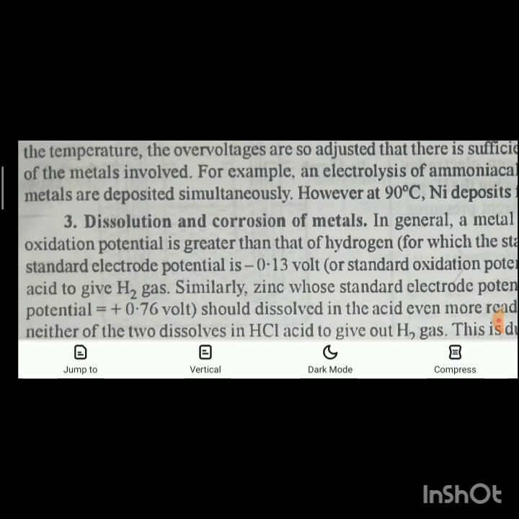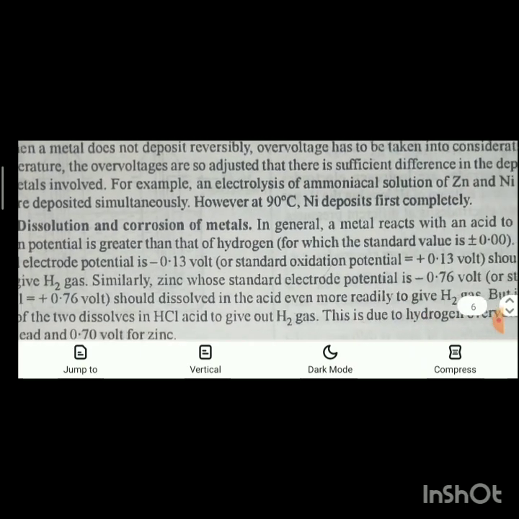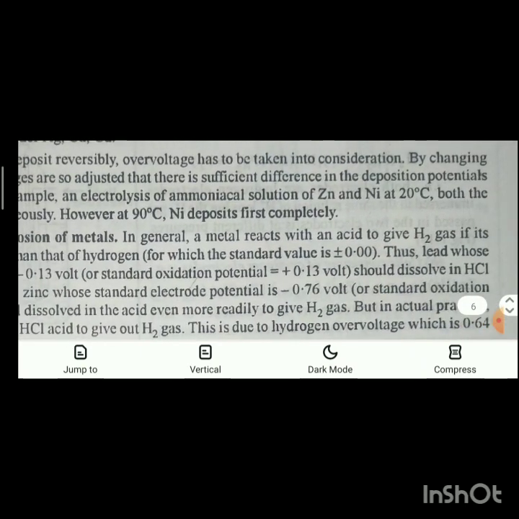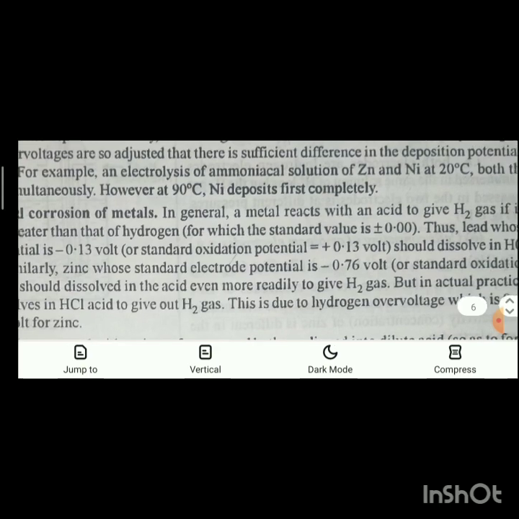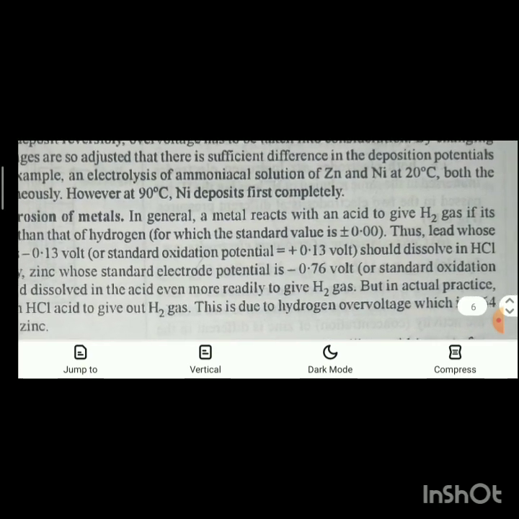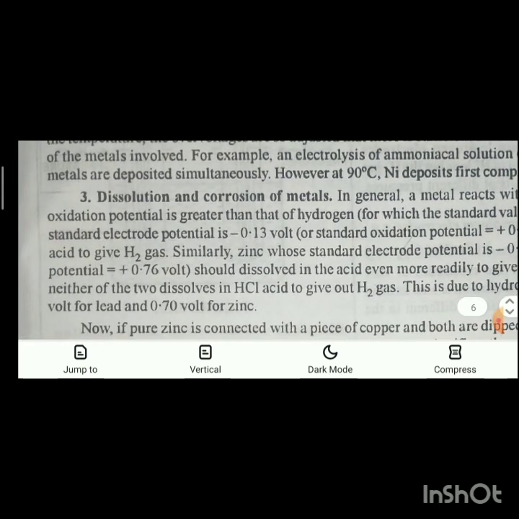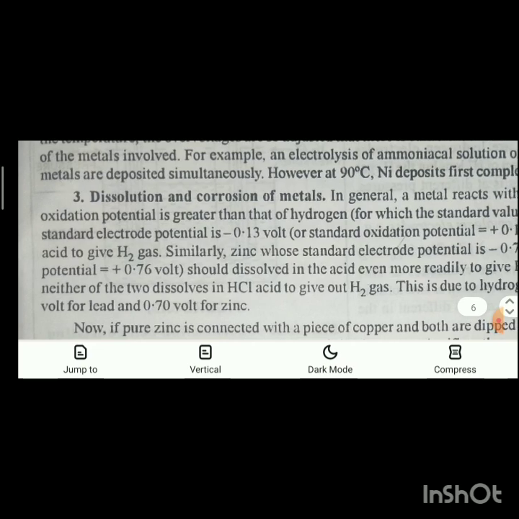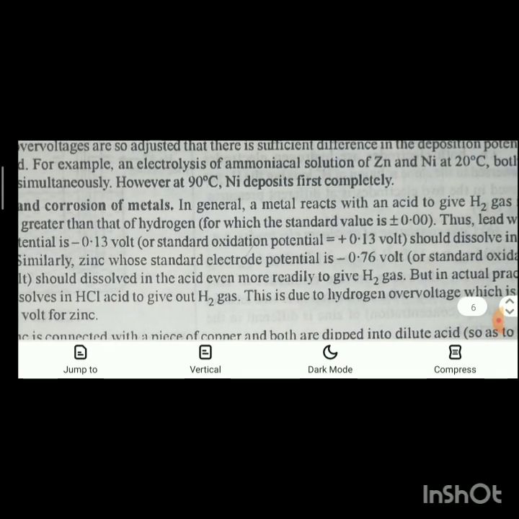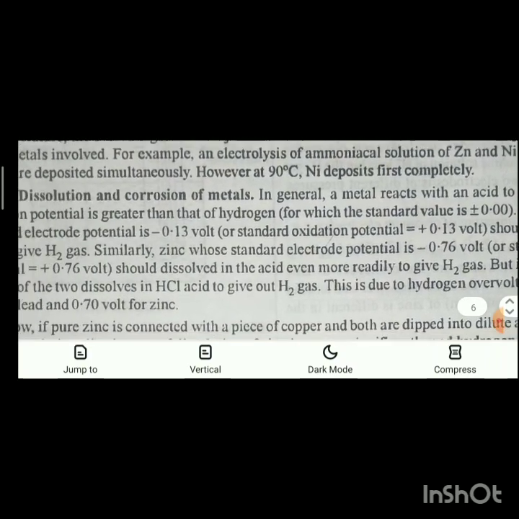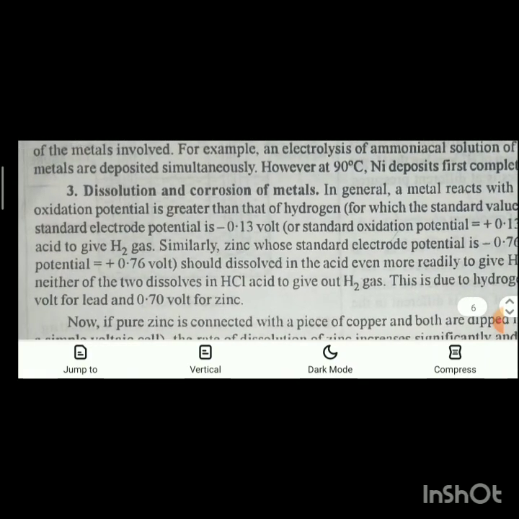Now the third one is dissolution and corrosion of metals. In general, a metal reacts with an acid to give H2 gas if its oxidation potential is greater than that of hydrogen, for which the standard value is 0.0 volt. Thus, lead, whose standard electrode potential is minus 0.13 volt or standard oxidation potential equals plus 0.13 volt, should dissolve in HCl acid to give H2 gas.